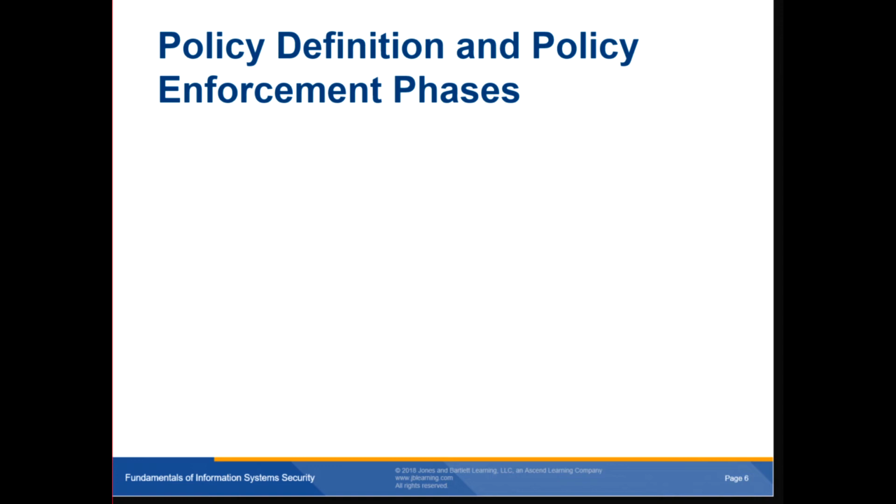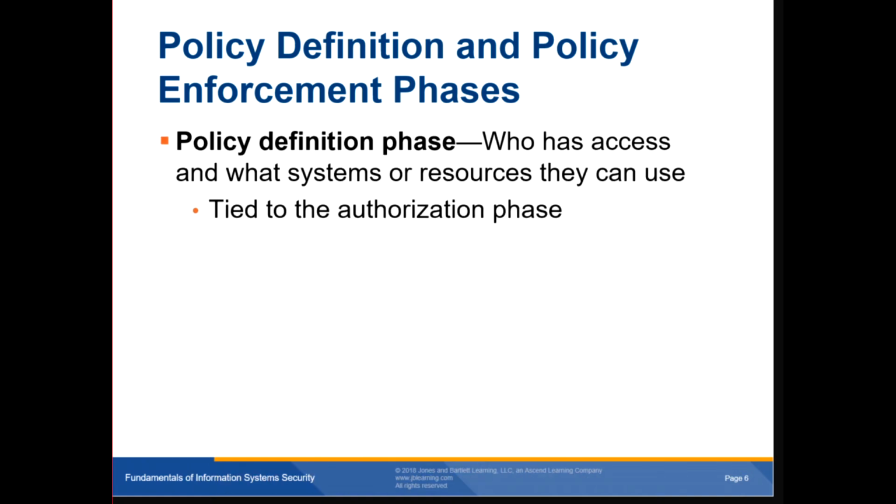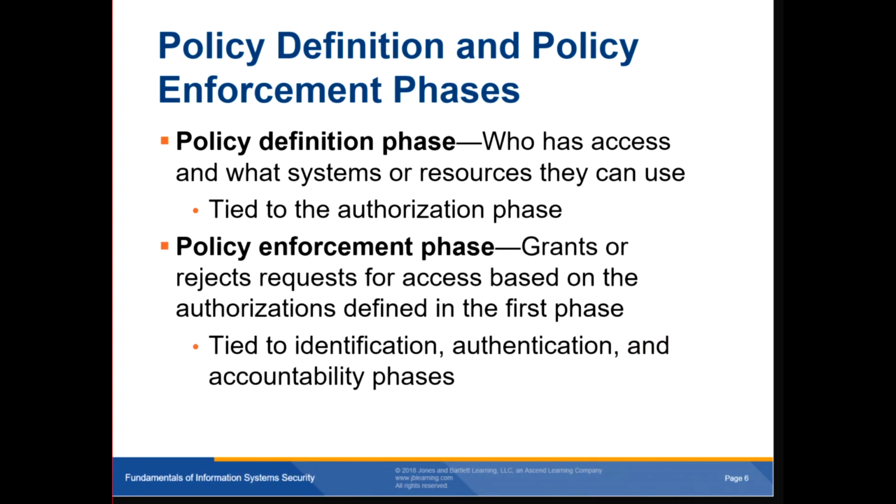Now we're going to talk about policy definition and policy enforcement phases. The 4 parts of access control can be categorized into 2 phases: policy definition and policy enforcement. Policy definition: who has access and what systems or resources they can use. It's tied to the authorization phase. Policy enforcement grants or rejects requests for access based on the authorizations defined in the first phase. This is tied to identification, authentication, and accountability phases.